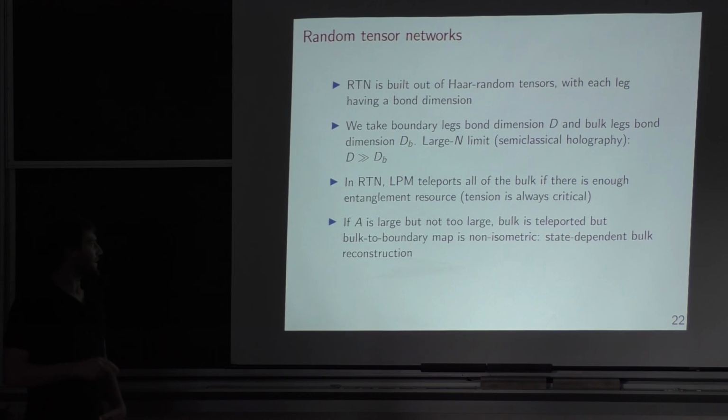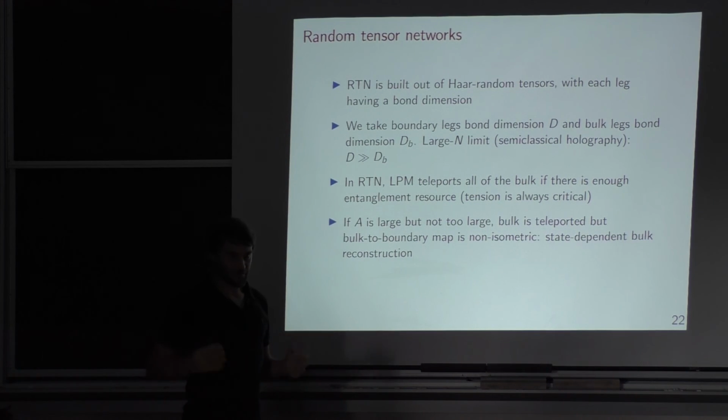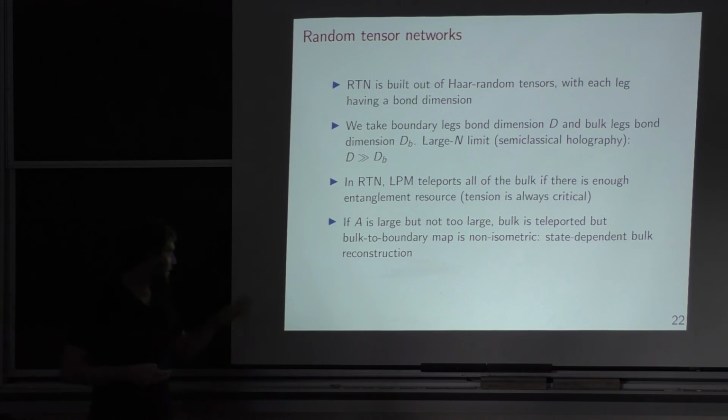And in particular, there is a nice feature: if the measured region A is large, but not too large, in the sense that you still have entanglement resource to teleport the bulk, but it's large enough, then the bulk is teleported, but the post-measurement bulk to boundary map is non-isometric. This means that you are teleporting all the information into region AC, but if you want to reconstruct that information, you must perform some kind of state-dependent reconstruction. And this is shown very nicely in the tensor network analysis.